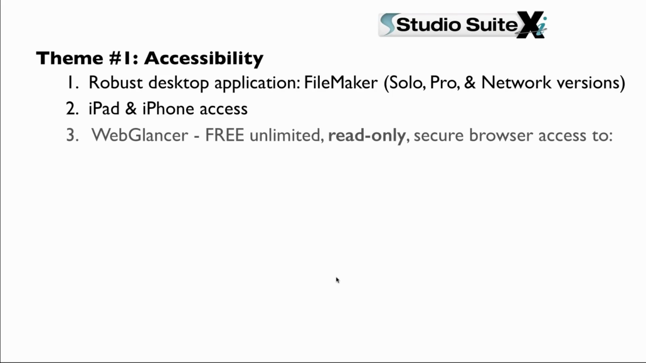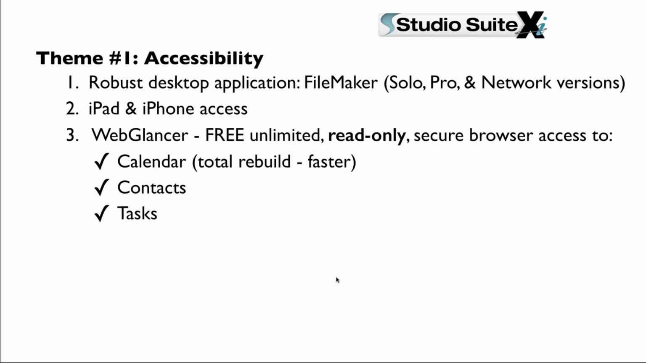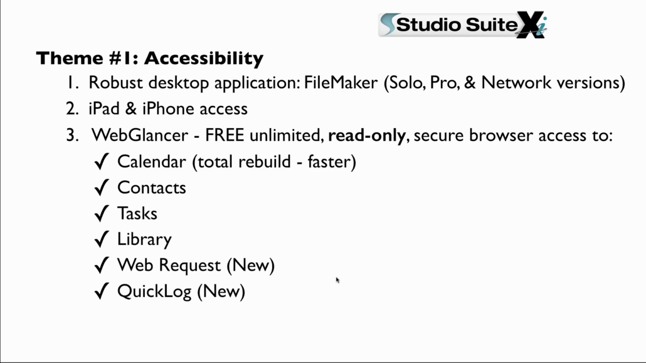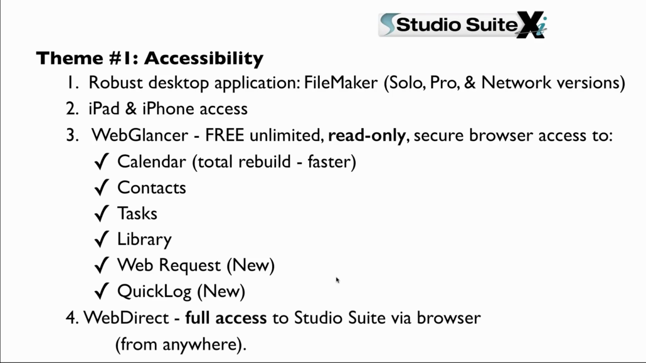And then there is our web glancer, which we've always had before, which is a free, unlimited, read-only, secure browser access to Calendar. In this case, it's a total rebuild, much faster, really nice. Contacts, tasks, library, and web request we've now bundled into the web glancer. And as I mentioned a minute ago, quick log is now part of web glancer. Again, a free ability for your staffers and freelancers to log their time into projects. But the really big news is WebDirect. We're using FileMaker's WebDirect technology to provide full access to Studio Suite via browser from anywhere. So those are some pretty big things.